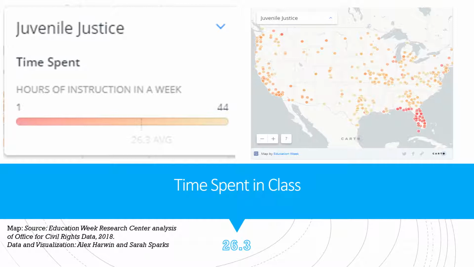This here is a really cool visual of the breakdown in the United States of time spent, in hours of instruction in a week, for juvenile justice facilities. It was found that the average was 26.3 hours, and also take a look at the bigger states such as Florida and California, and seeing how those hours differ from the other states.